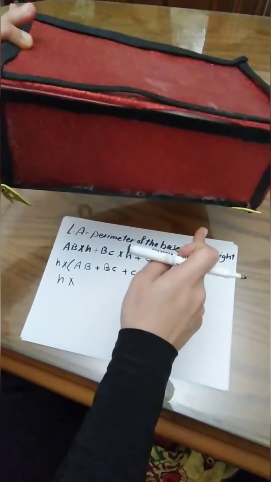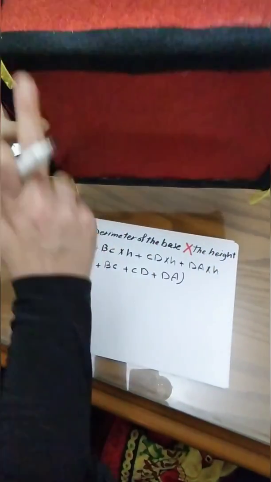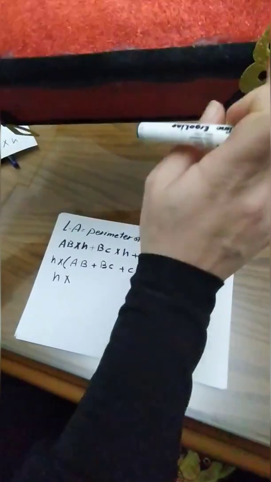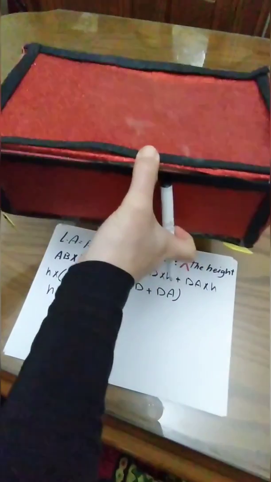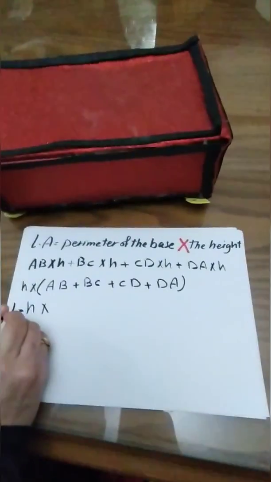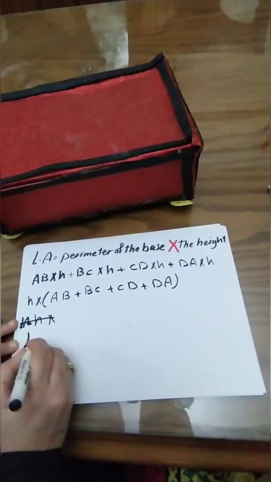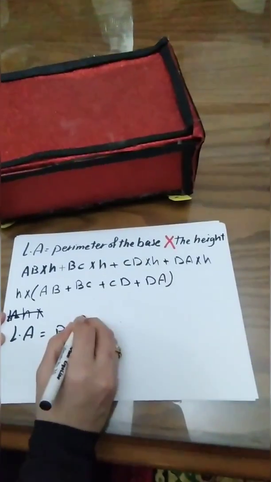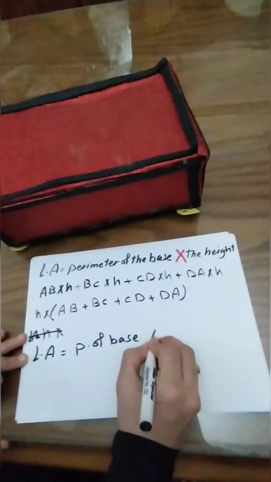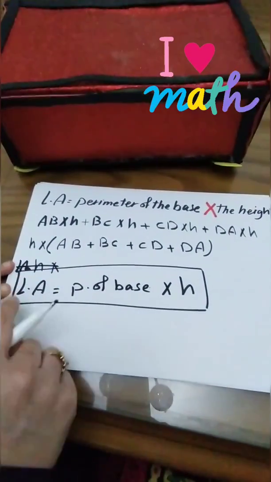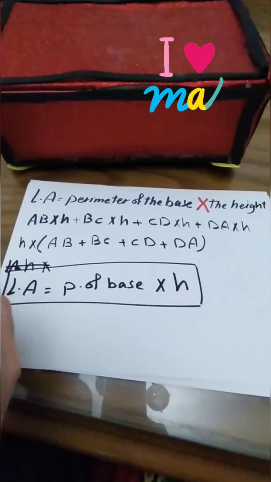This is the perimeter of base, the sum of AB plus BC plus CD plus DA. This is the perimeter of base. So lateral area equals perimeter of base multiplied by height. I want you to know this rule.